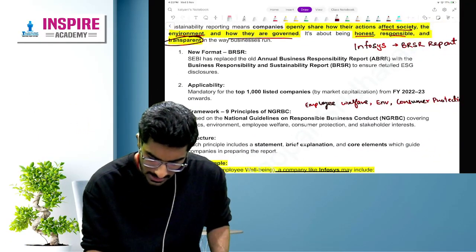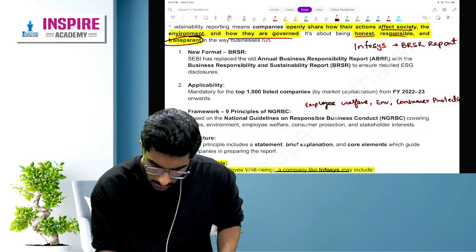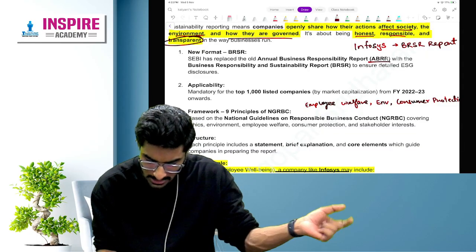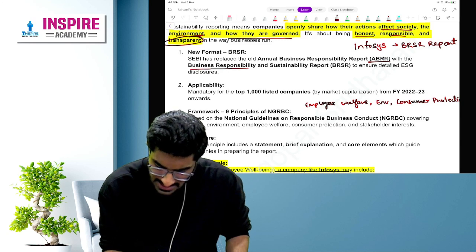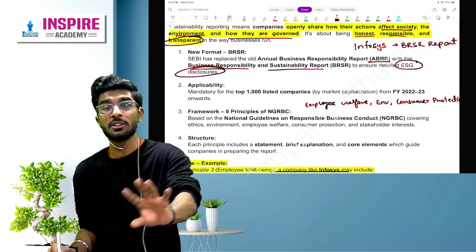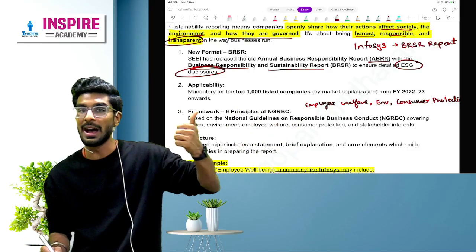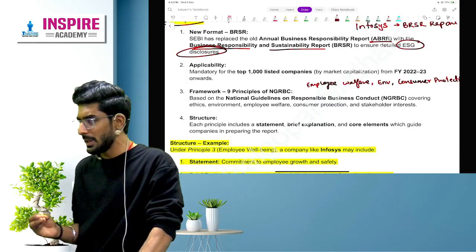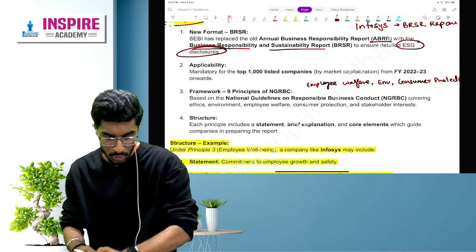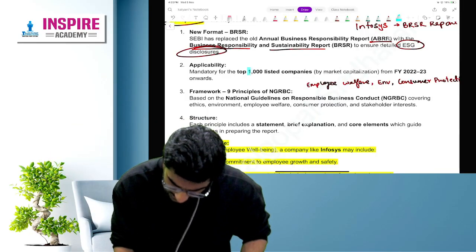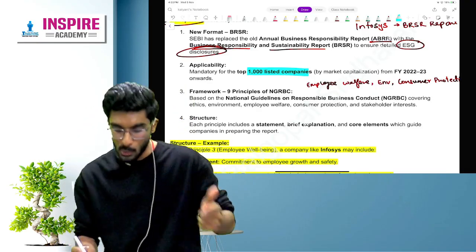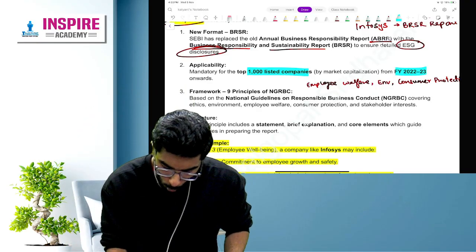So SEBI has replaced the old annual business responsibility report with the new BRSR, that is the Business Responsibility and Sustainability Report, to ensure detailed ESG disclosures. ESG disclosures, we know what the meaning of ESG is from our last lecture. Now, the important question is, to which companies is the BRSR report mandated? To the top 1000 listed companies by market cap, BRSR is mandatory. Since when? Since 2022 to 2023.